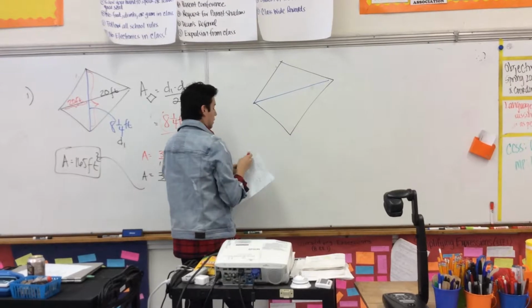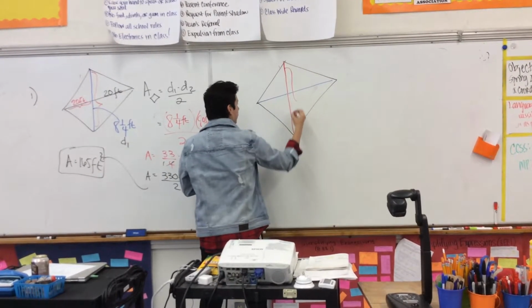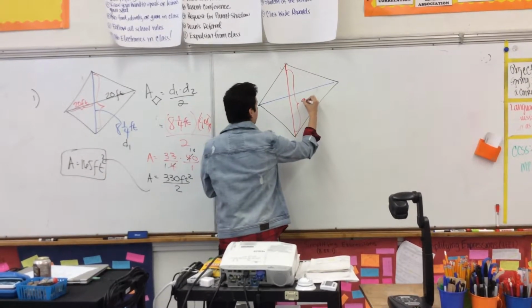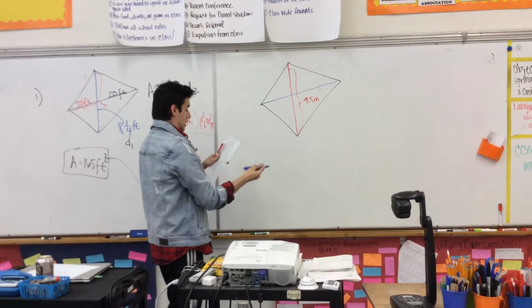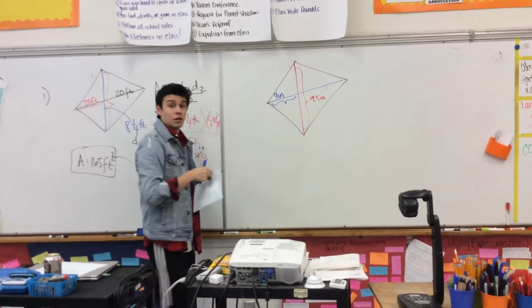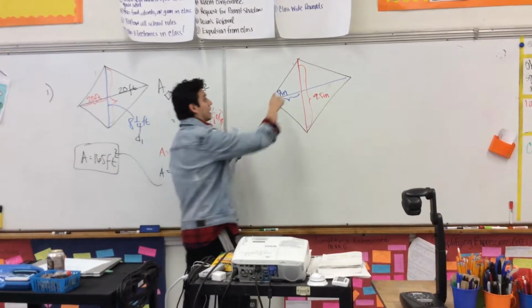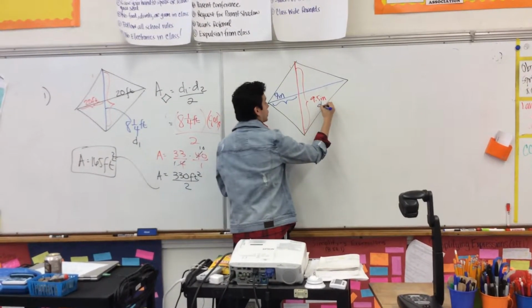Let's say, let me cut this up. Let's say all of this piece is 9.5 inches. Okay? And let's say that this piece, only this little piece is 7 inches. Okay? Did I give you a diagonal here? Yes, I did. So this is your diagonal 1.